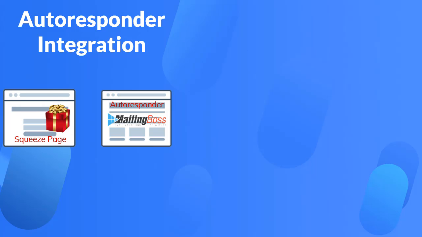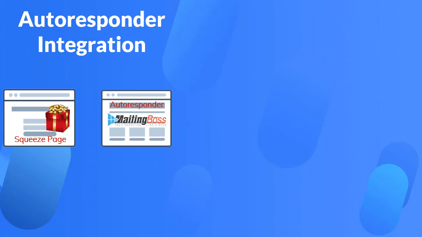When they opt into your squeeze page, they're actually opting into a very specific list that you will have created. Now listen to this, this is important: before you actually set up your squeeze page. So I know it's kind of back to front, but unfortunately that's the way it happens. Remember, it will go to a specific list that you will have created before you set up your squeeze page. Now this will be one of many lists that you're actually able to create on Mailing Boss.